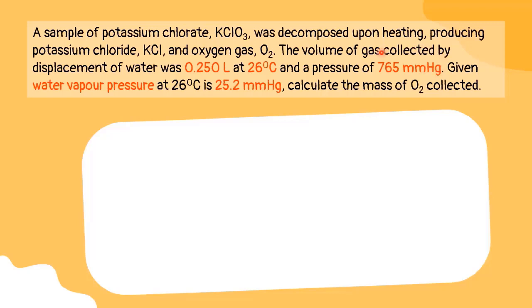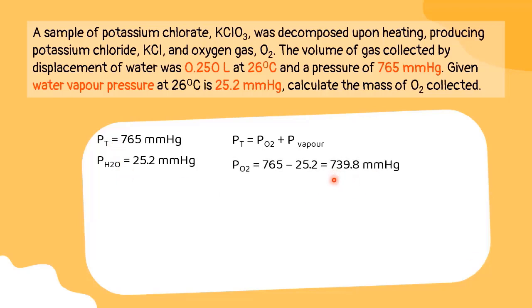So we have two pieces of information regarding the pressure. This one, 765 mmHg, belongs to the total pressure, while the 25.2 mmHg belongs to the water vapor pressure. We want to find O2, which means we are going to find the partial pressure of O2 first. So how are we going to do this? The partial pressure of O2 can be determined by subtracting the water vapor pressure from the total pressure. So we get 739.8 mmHg.